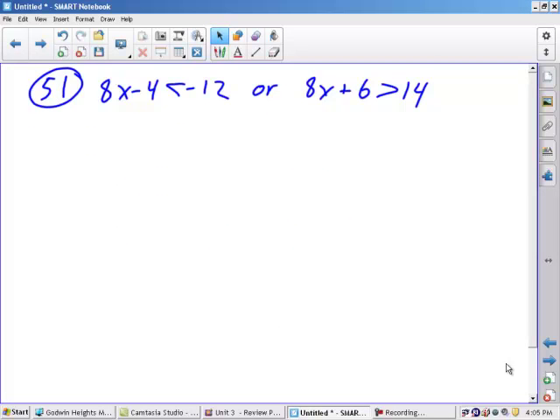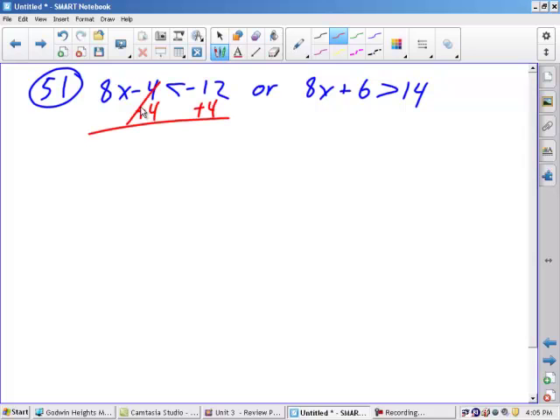Number 51, last question, last type of question, is 8x minus 4 is less than negative 12, or 8x plus 6 is greater than 14. They want to know what are the solutions and graph them. And with these, you just simply solve both of them side by side. So you add 4 to both sides, and you get 8x is less than, that would be negative 8, sorry. And then I divide both sides by 8 for this one. And I get x is less than negative 1.